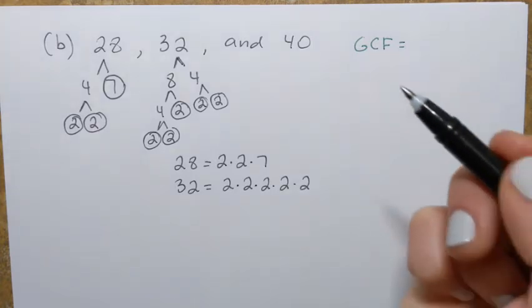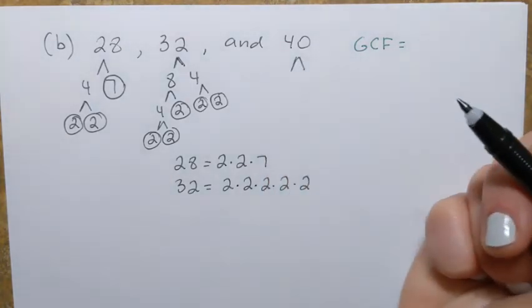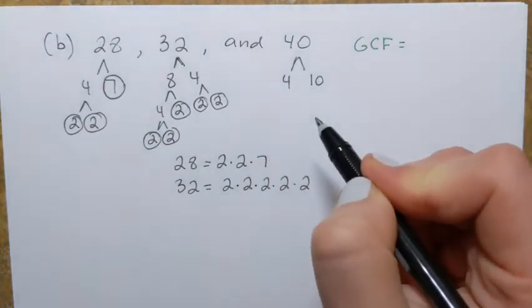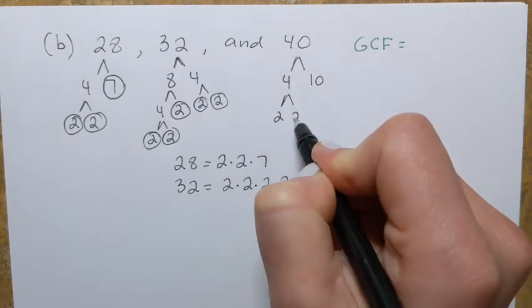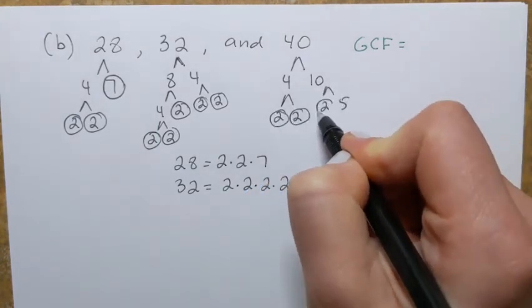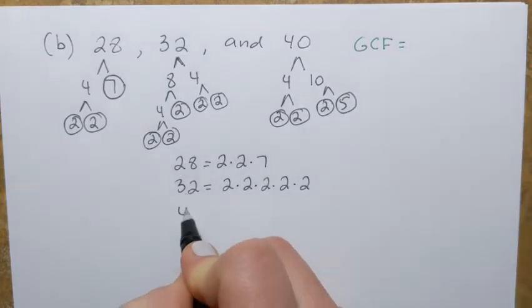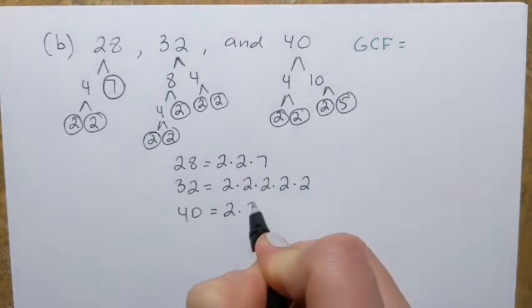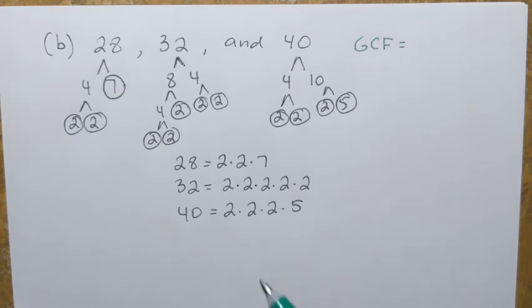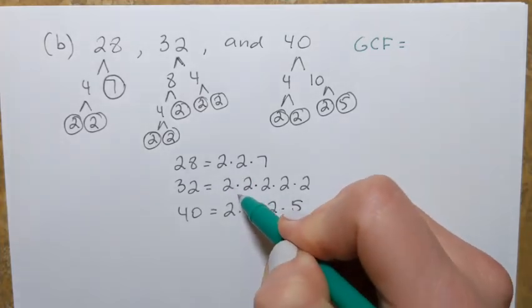Okay? And then finally 40. So I think the easiest way is to do just 4 times 10. 4 is 2 times 2. 10 is 2 times 5. Both are primes. Okay, so 40 is 2 times 2 times 2 times 5. So we found prime factorization of those three numbers, and now we have to find not pairs but triplets of same prime factors. So I'm going to be circling 3 same factors.